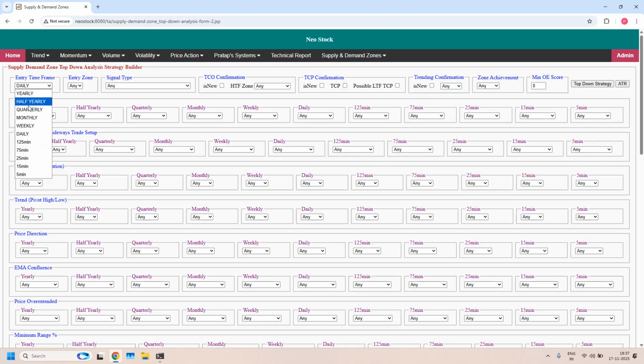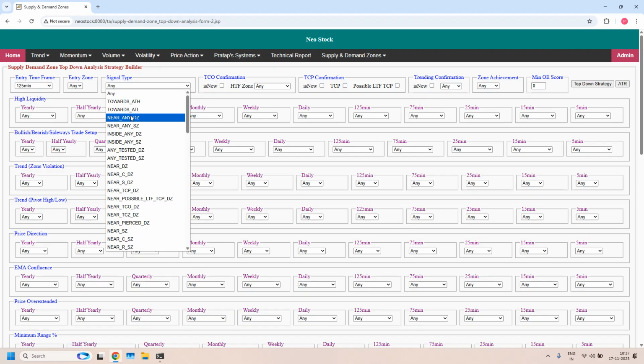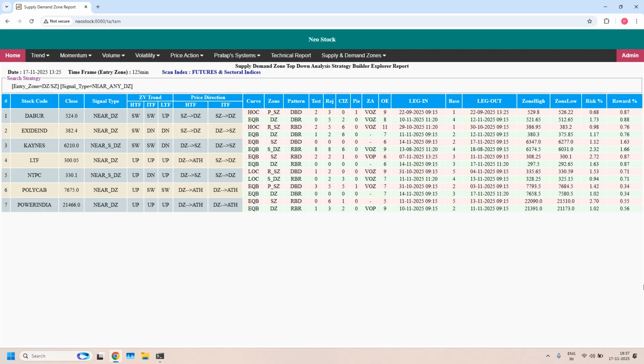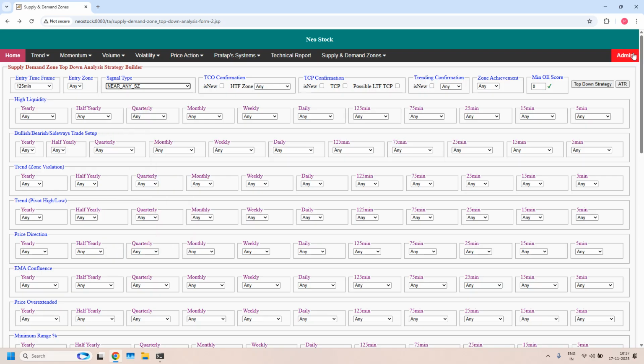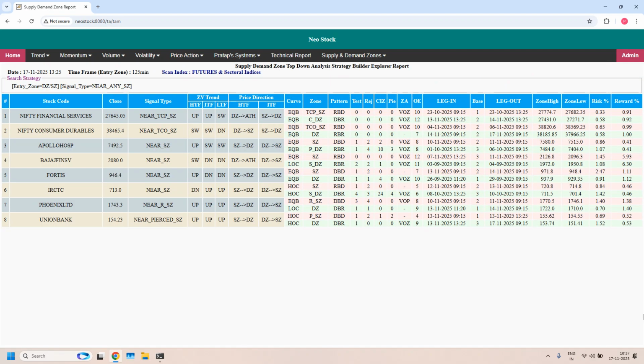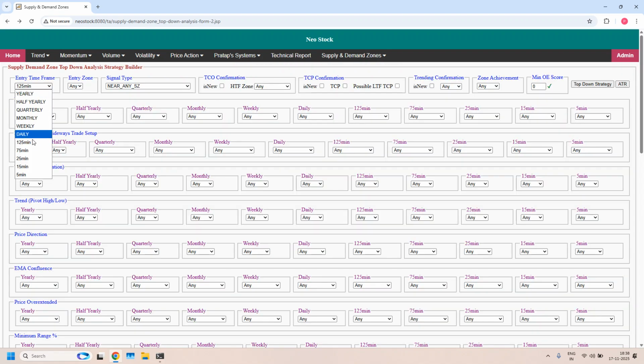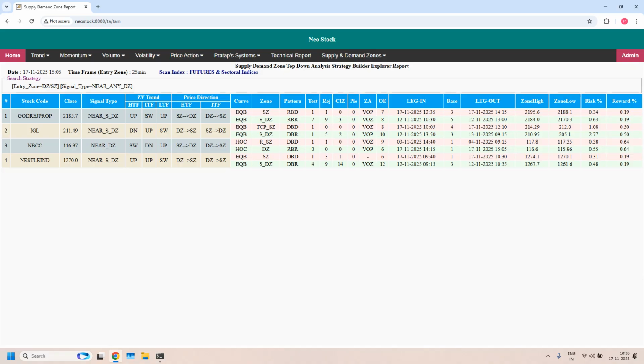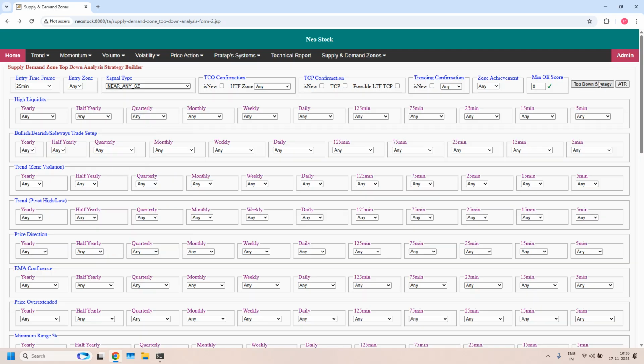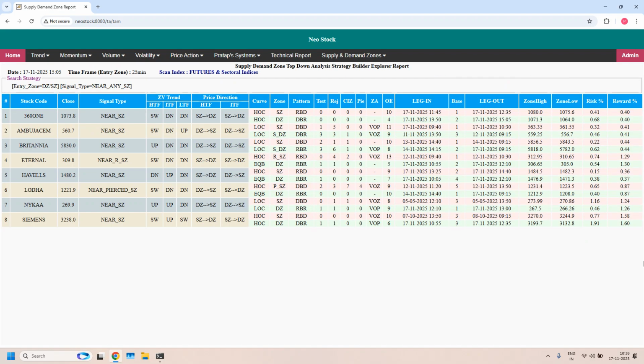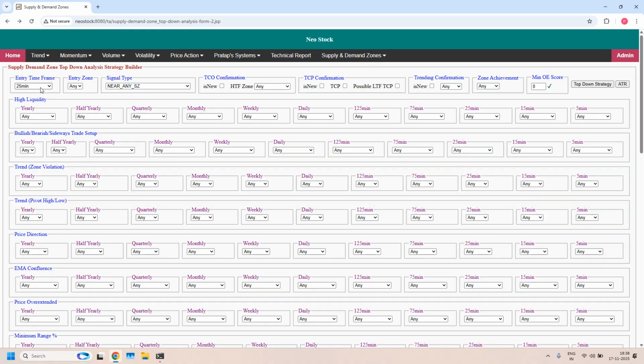So the next time frame is 125 minutes. Stocks near to the 125 minutes demand zone, we got 7 stocks. Next, stocks near to the 125 minutes supply zone, we got 8 stocks. Next time frame 75 minutes, already generated in the beginning of the report. So the next time frame is 25 minutes. Stocks near to the 25 minutes demand zone, we got 4 stocks. Next, stocks near to the 25 minutes supply zone, we got 8 stocks.